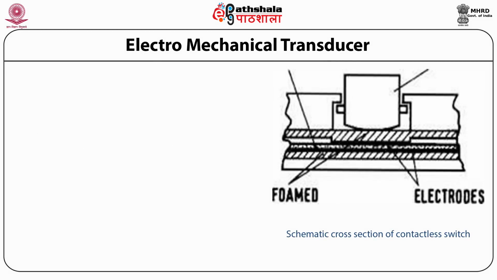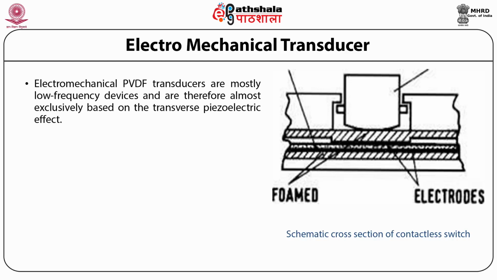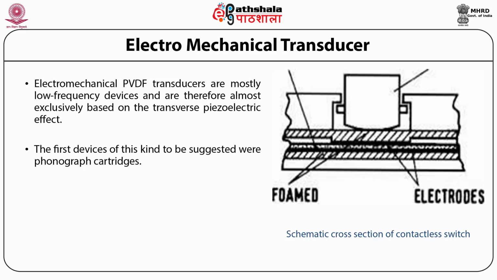So students, the next type of transducer which we are going to study is the electromechanical transducer. The electromechanical PVDF transducers are mostly low frequency devices and are therefore almost exclusively based on the transverse piezoelectric effect. The first device of this kind to be suggested were phonograph cartridges, utilizing 1 cross 2 mm strips of PVDF as the transducing elements.